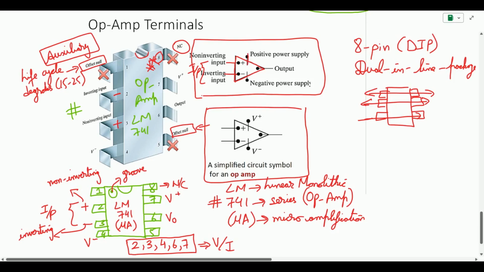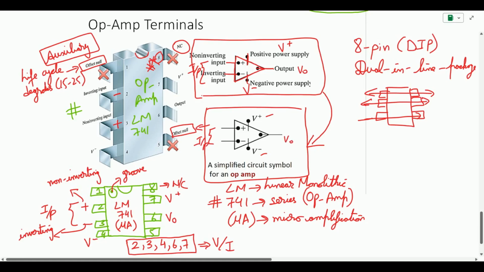This is the positive voltage supply, pin number 7, V plus. This is the negative voltage supply, pin number 4, V negative, and this is the output, pin number 6. We call it V out. So this is how we electrically represent the operational amplifier. To make it cleaner, normally this is how we use it: a triangle with the plus and minus voltage supply, the input side of the IC, and the output.